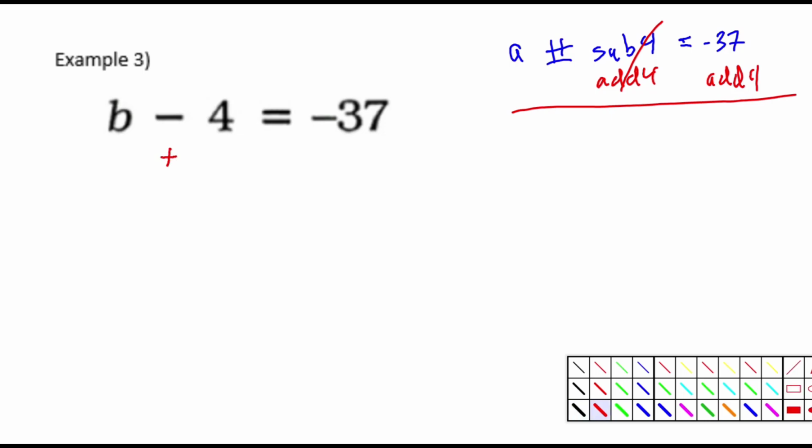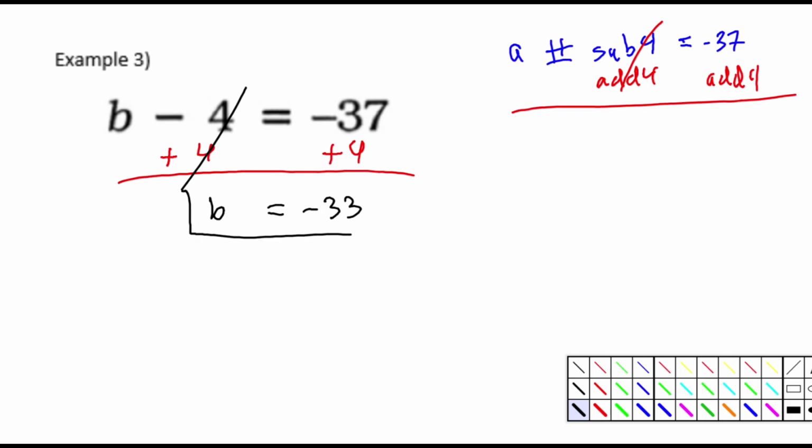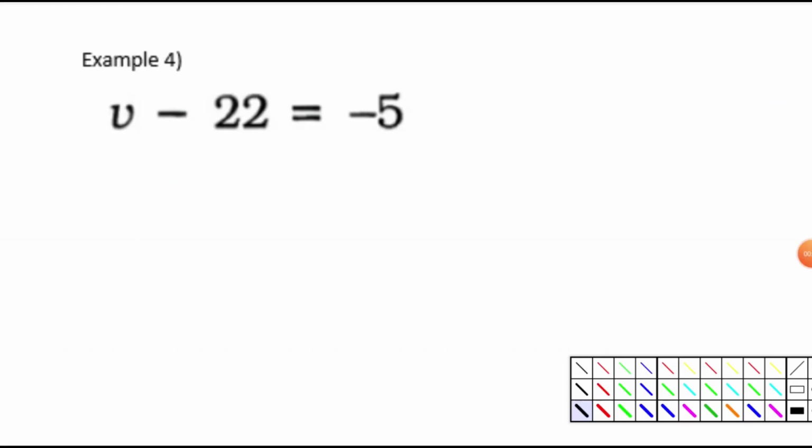So add 4 to this side of my equation and this side of my equation. And these will balance out. These cancel, so this will just give us b is equal to -33. And done with that one. All right, let's finish up this lesson. Nice, quick, easy lesson. And then you're going to practice them on your own.